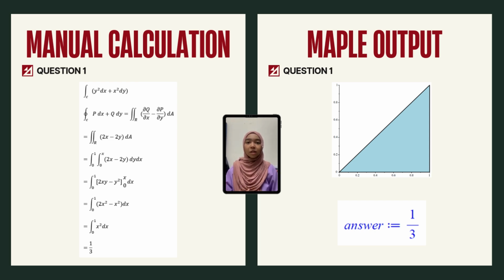Next, we need to define the region R based on the limits shown. It is the triangular region bounded by the x-axis, the y-axis, and the line y equals x, from x equals 0 to x equals 1. So we write the double integral, then we integrate with respect to y first, which simplifies to 1 over 3. So the final answer is 1 over 3, similar to the Maple output.